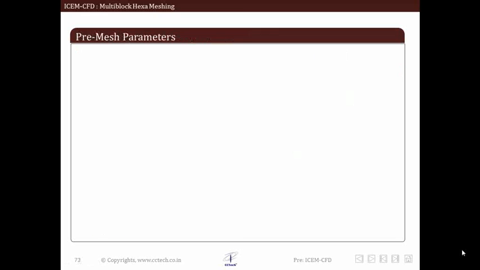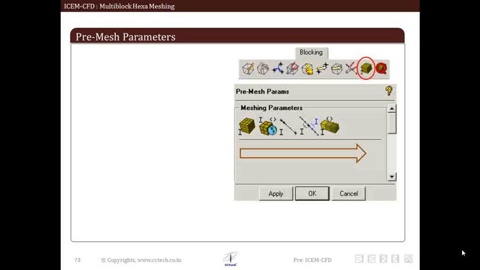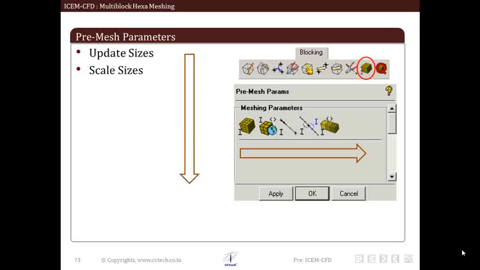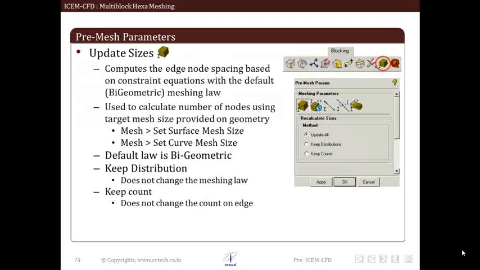Now we move on to Premesh parameters in ICM. We are going to explore in detail various options available in Premesh parameters. The following is a list of operations in Premesh functional tab as we proceed from left to right. Update sizes, scale sizes, edge params, match edges, refinement. The first is update sizes.